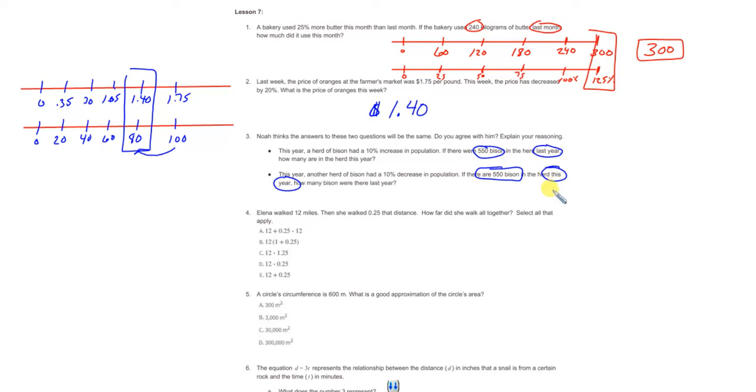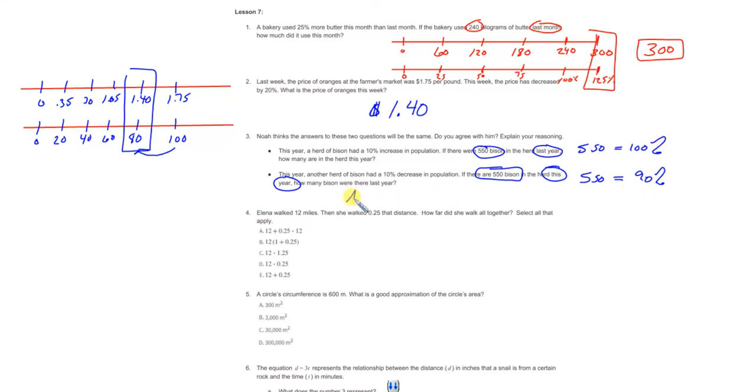I don't, because your whole is not the same, and 10% of different numbers will not be the same, even though one's an increase and one's a decrease. So I don't agree with this. This one right here, 550, would be the original. So your 550 would equal 100% on that one. On this one, 550 would represent after a 10% decrease, so it would be at 90%. And your wholes are different numbers, so this isn't going to work out.